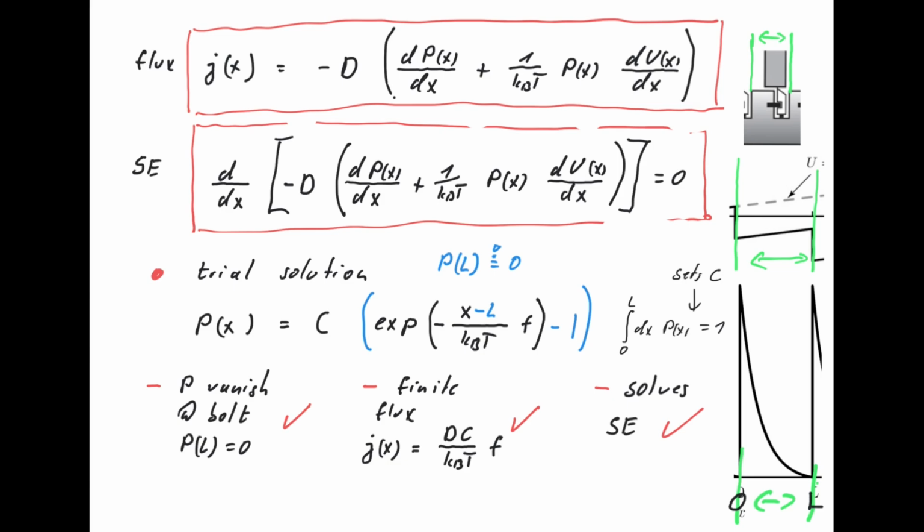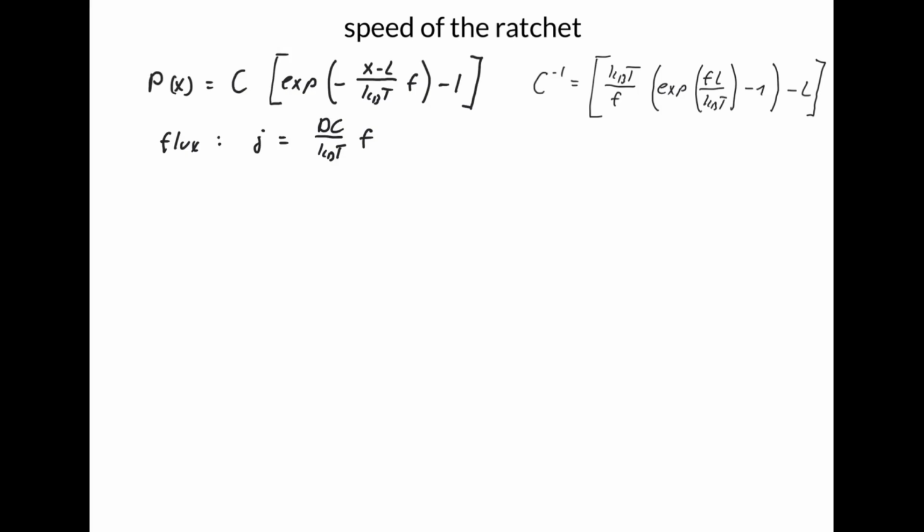Okay, now we're ready to calculate the speed of the ratchet as a function of the temperature and the load. This is what we have been after. Now, first we need to calculate this constant c, where 1 divided by c is equal to the integral from 0 to L of P of x. Now, if you take this integral, you find that c to the minus 1 is equal to the equation that is shown right over here.